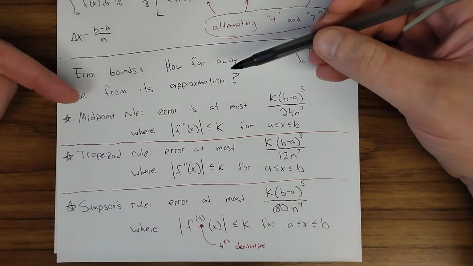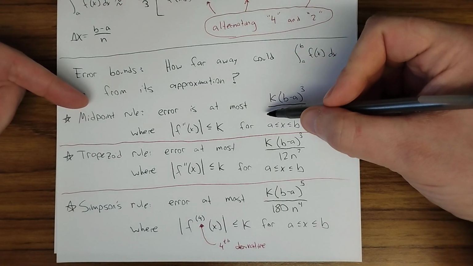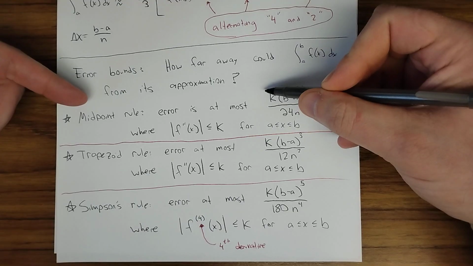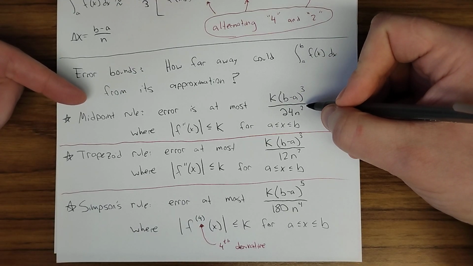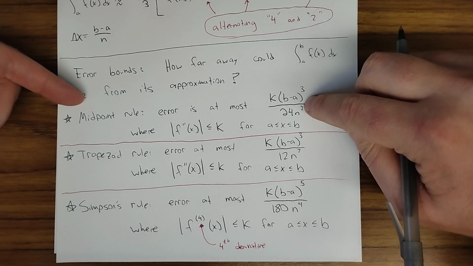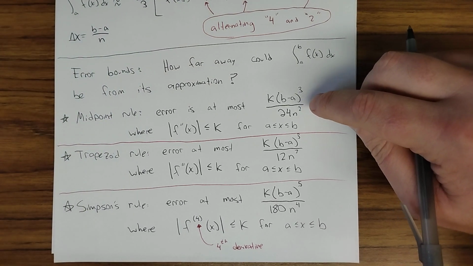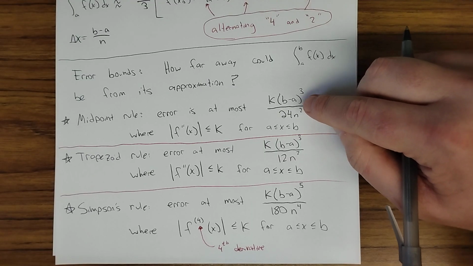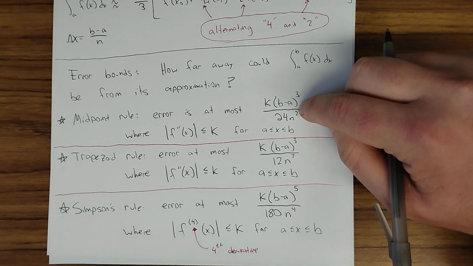So for the midpoint rule, the error is at most this, and I'm not going to justify this at all. This is beyond Calc 2 stuff, really. But the error is at most this. In other words, the approximation that we get could be this much above the real answer or this much below the real answer. It could go in either direction.